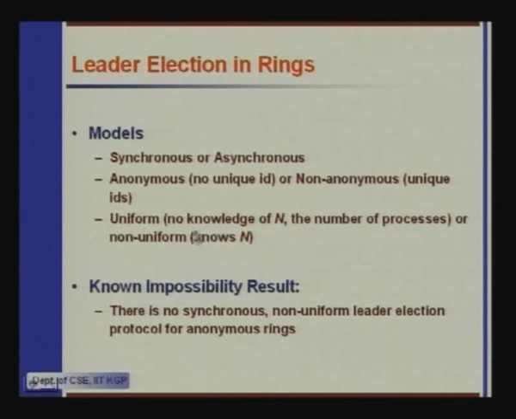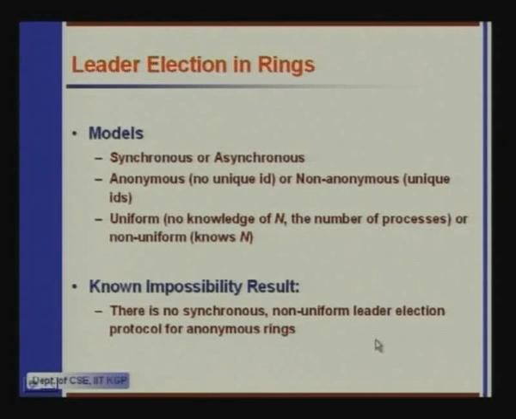Then we look at uniform or non-uniform models. Uniform means that the processes do not have any knowledge of n, the number of processes, that is the number of processes is not known, or non-uniform where the processes know the number of nodes in the network. Okay. And then we will look at the impossibility result, which says that in the synchronous non-uniform model, leader election is not possible for anonymous rings.